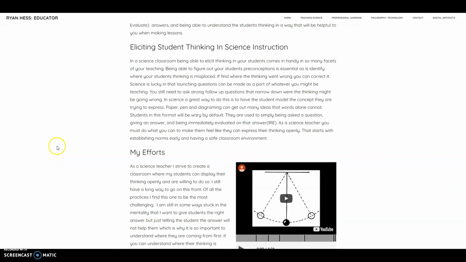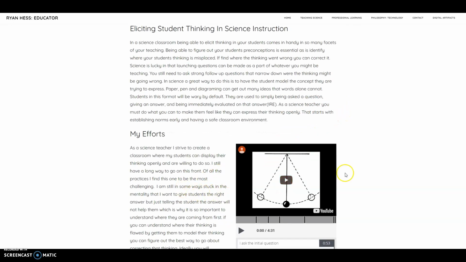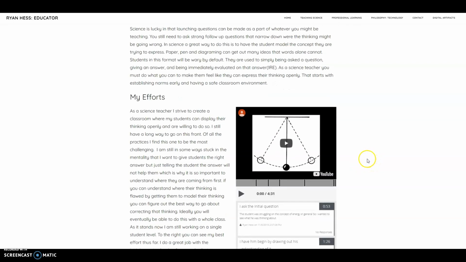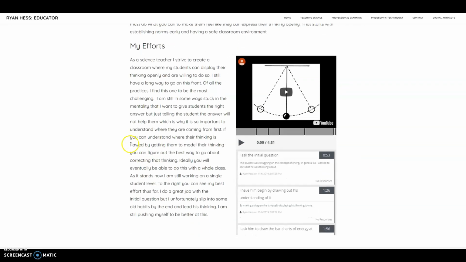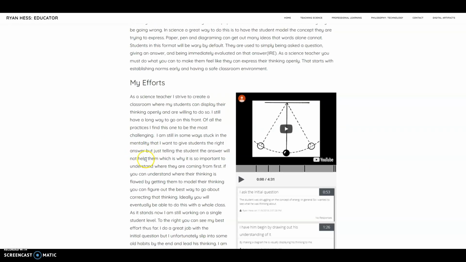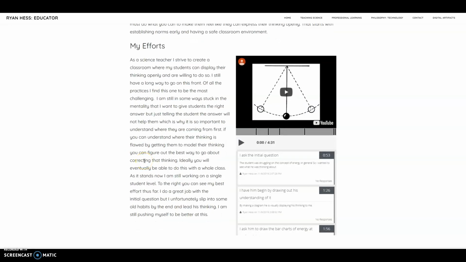In science, a great way to do this is to have students model their thinking using models. They can use pen and paper, or, in this example down here, I had the student draw out the pendulum on the whiteboard in order to show their thinking visually. This is a great way of handling it, because if you can see what the student is doing visually, you can really start to understand what they're trying to get across.